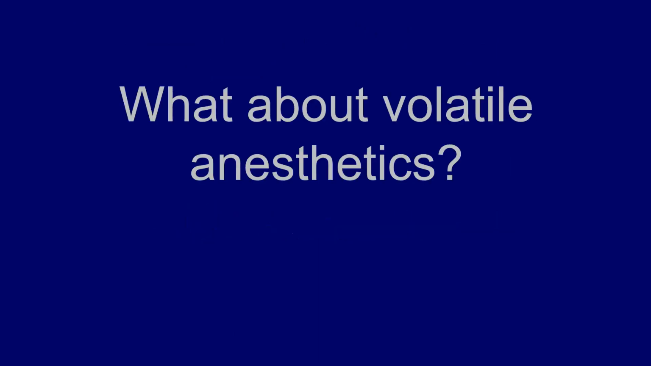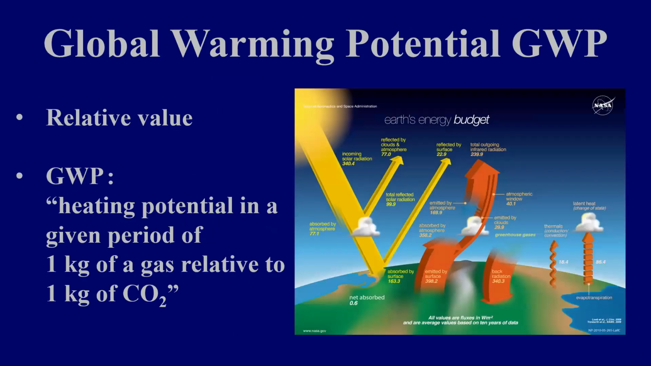So what about volatile anesthetics? As I said, this is the picture of the flux of the energy. And to quantify to what degree a molecule or a gas is a greenhouse gas, actually, the question is, to what degree does it increase this transformation of infrared radiation in heat? So this is expressed as the global warming potential. It's a relative value, and its definition is the heating potential in a given period of 1 kilogram of a gas relative to 1 kilogram of CO2.